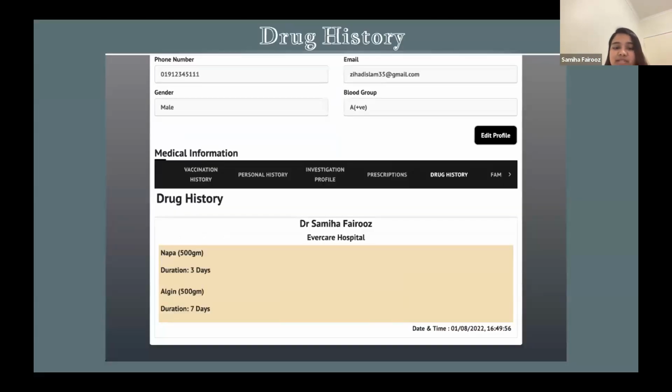Other than the reports and the prescriptions, patients can only view the rest of the features, for instance, drug history, vaccination history, blood transfusion history, etc. Also, they can take screenshots for easier monitoring.